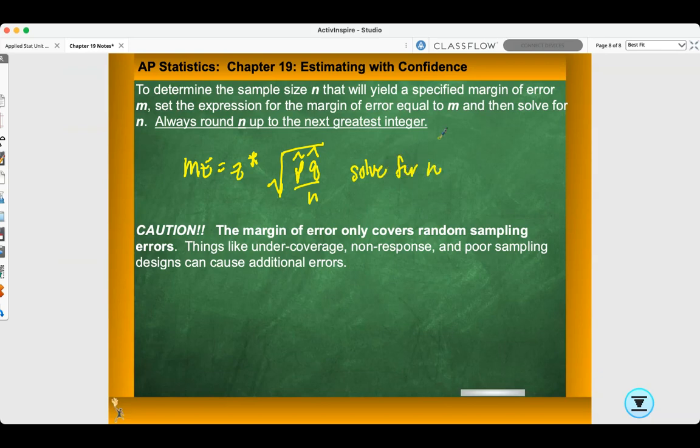Just use caution because the margin of error only covers random sampling errors. Things like undercoverage, non-response, and poor sample designs can cause additional errors.